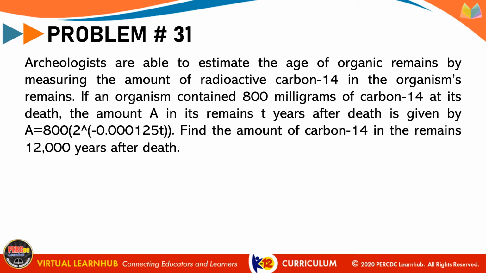Now that we are given the equation for the amount of carbon-14 in the body, and that is A of T equals 800 times 2 raised to negative 0.000125 T, where T is time in years. And by inspection, this amount is a function of time. Therefore, if we are asked for the amount of carbon-14 in the remains at a certain time t, we will just substitute the value of t in this equation.